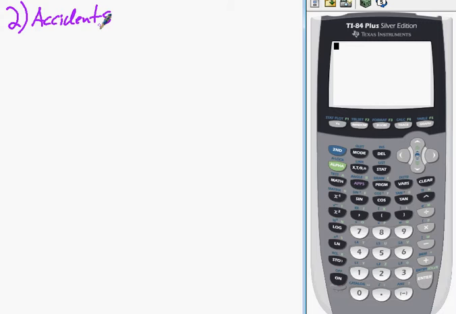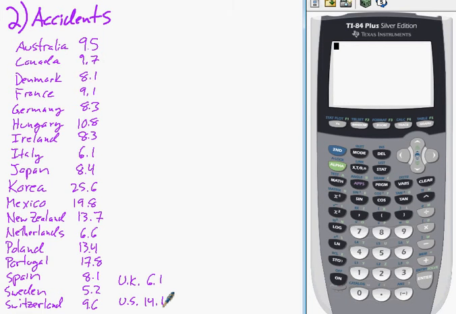In question number 2, we're given data in different countries, the number of children that die of accidents per 100,000 children. So again, what I'm going to do is write out all my individual information, and then I can organize it. So here's all of the information listed off so I can see it clearly.